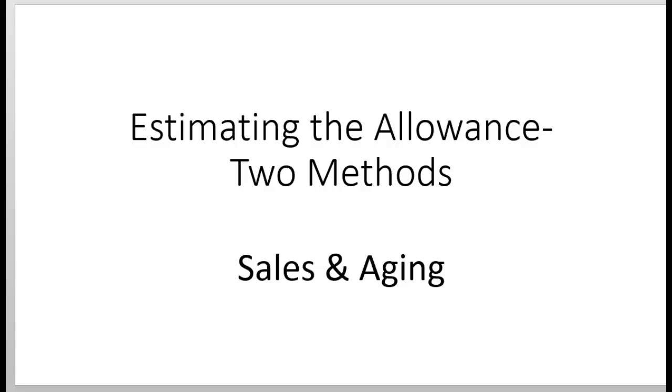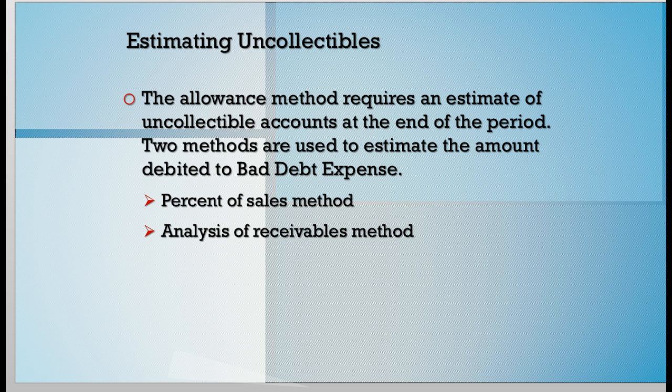Okay, let's determine how we know how much to put in that allowance. As I said, there are two ways. There's sales and there's the aging of the accounts. Sales accounts, really very easy. For the allowance account, you look at a year's worth of sales and decide which method best suits what you want to do.